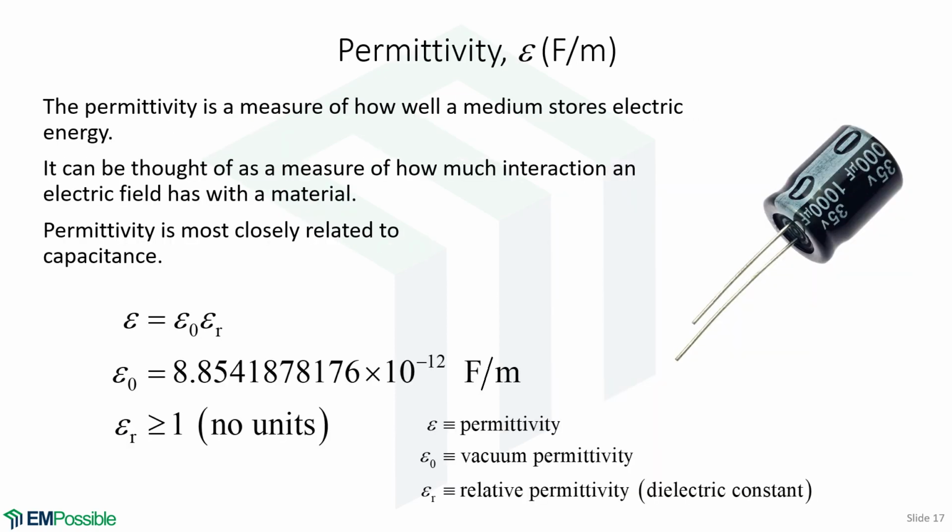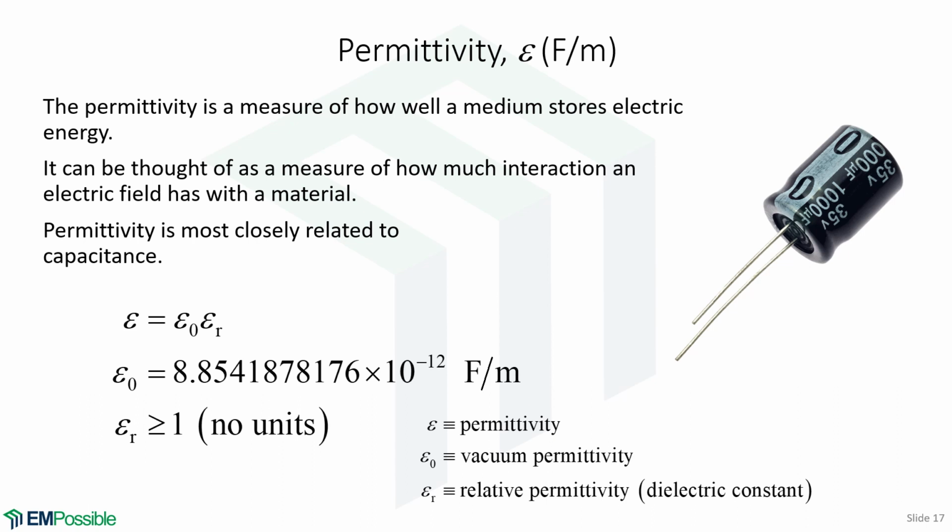Permittivity. Permittivity is a measure of how well a medium stores electric energy. Notice I called it a medium and not a material. This is because the vacuum of space also has the ability to store electric energy, and that's in the field itself. So I'm calling it a medium. In fact, the permittivity accounts for both the ability of a vacuum and matter to store electric energy all at the same time. We can loosely think of it as a measure of how much the electric fields interact with a material. But fundamentally, it's how well a medium stores electric energy.